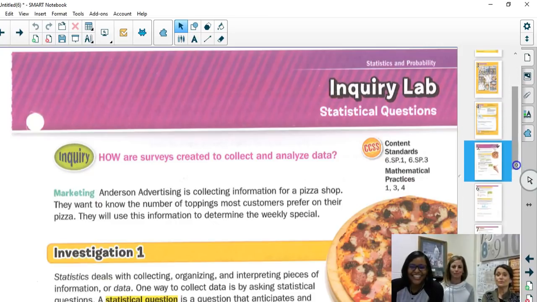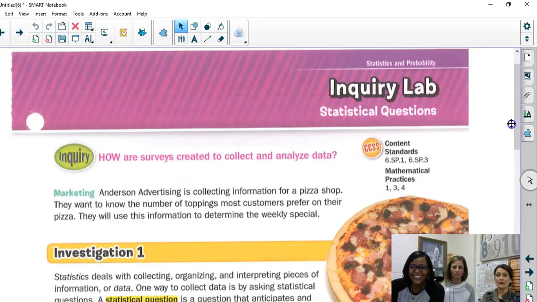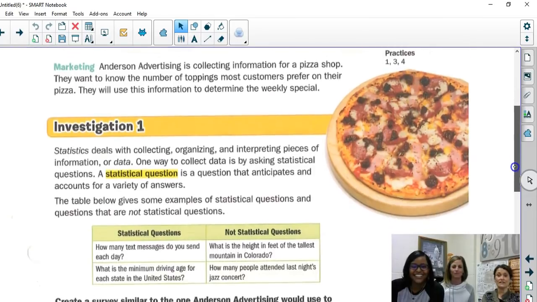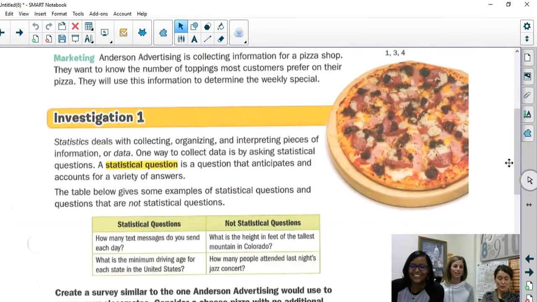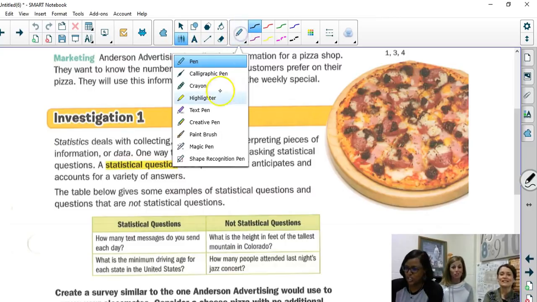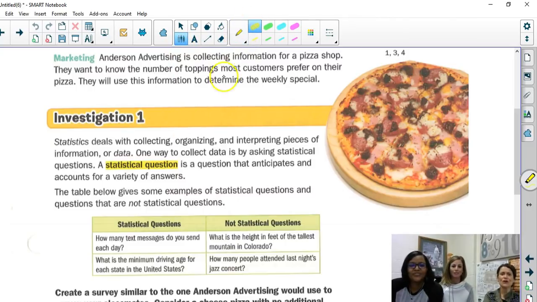So good thing you showed up, because that's what we're working on today: answering what is a statistical question. That is a tough word to say. I can never say that. Statistical question. It's tough. So statistics, that big word right there, just means you're collecting, analyzing, and interpreting pieces of information or data.